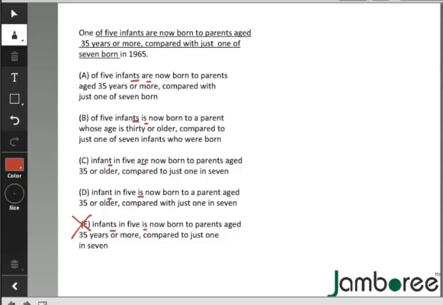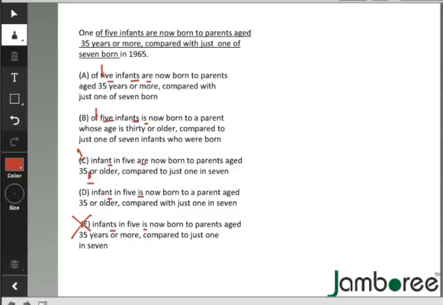Yes, everybody understood this part? 1 of 5 infants is correct, because it's 5 infants, the counting is 5 infants. 1 of 5 infants is also correct. 1 infant is also fine, because 1 infant is singular, right? Okay. Now with the word infant, infants, we were able to eliminate only one. Now we have to move to the verb.